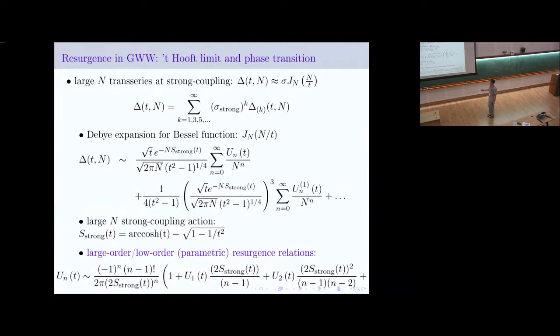The power that goes with it is the right power. It's, that's a typo, I think. No, that is correct, because this is 3, so there's an extra 2 factors of S strong. Okay, good. 2 S strong to the power n, and then there are corrections, and these corrections are just the same functions again.